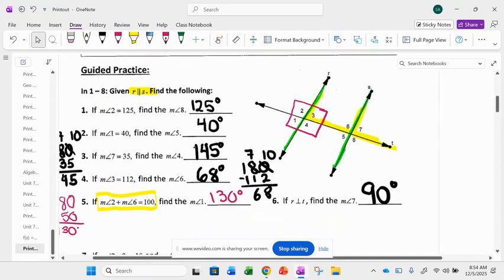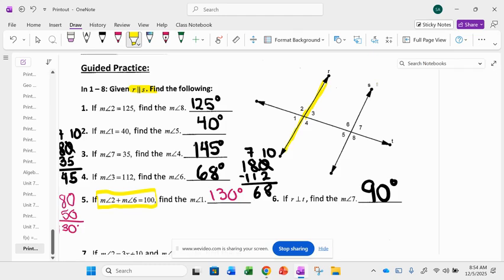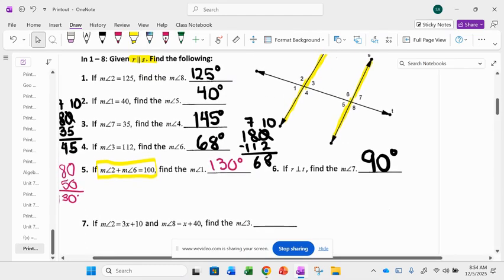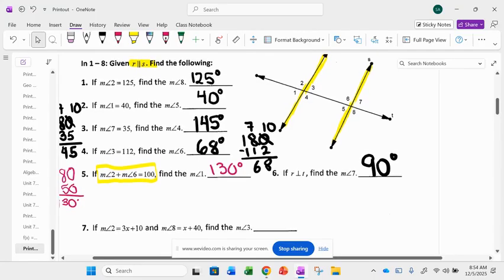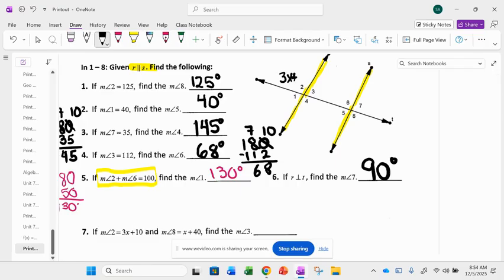Oh, sorry, we're not finished. We're still on this diagram. So R is parallel to S still. So now we're bringing in the pre-algebra stuff. So it says if the measure of angle 2 is 3x plus 10, so 2 is 3x plus 10, and the measure of angle 8 is x plus 40, find the measure of angle 3.